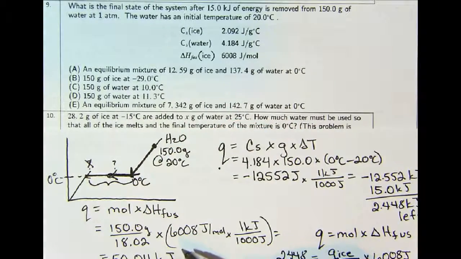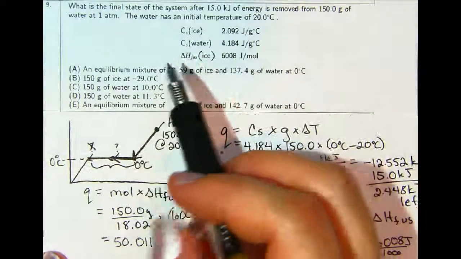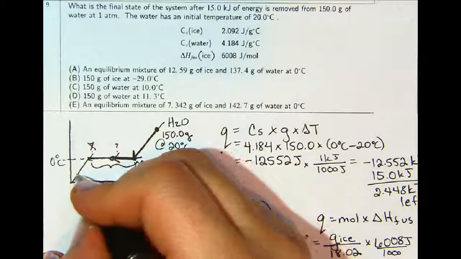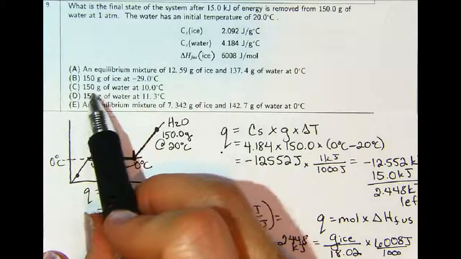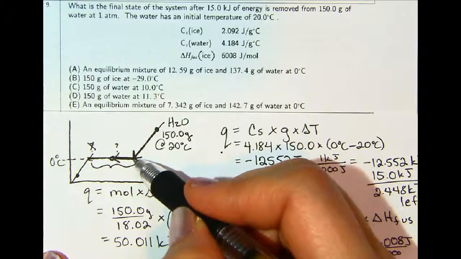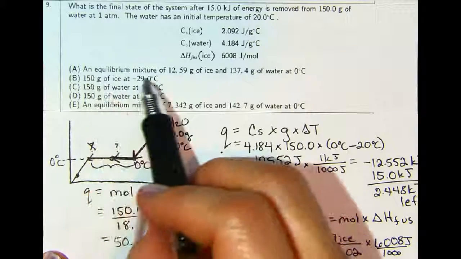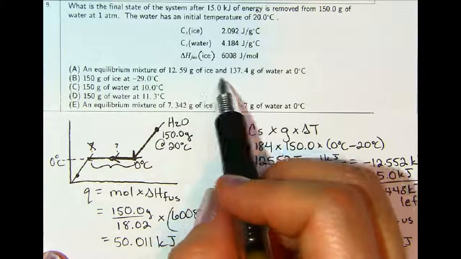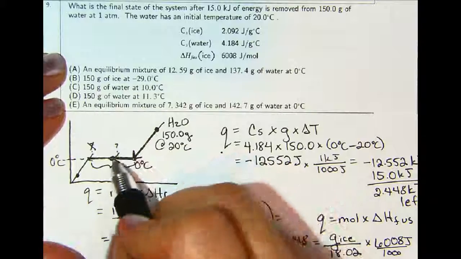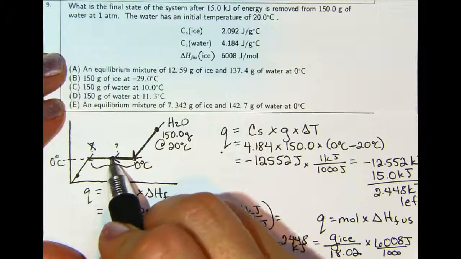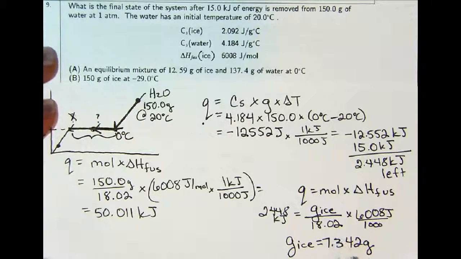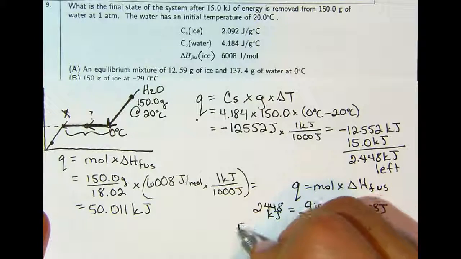Now, if you look at the answer choices, since we know that we were going to end up somewhere right here on our graph, then we can process of elimination. We're going to end up with 150 grams of ice at negative 29. That would be a temperature way down here. That's not going to happen. C and D are both saying it'll remain water, and we would have stopped before we get to the point of freezing. Well, we know C and D are out. An equilibrium mixture of 12.59 grams of ice and 137.4 grams of water. So basically it was down to A or E. We were going to end up in a state of equilibrium, but how much ice were we going to have versus how much water? And so now we know how much ice we were going to have, 7.342, which makes our answer E.